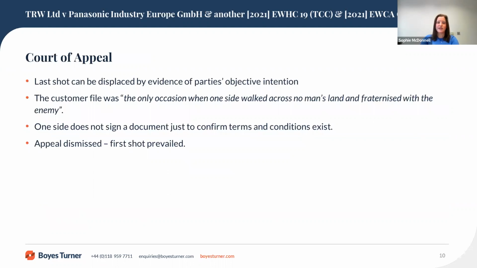TRW appealed. Permission to appeal was given by the judge with little enthusiasm on the basis that the Court of Appeal might decide that the last shot did hit the target. In the Court of Appeal, the argument focused on whether Panasonic could demonstrate its terms and conditions applied. If not, then the default position under Article 7 of the recast Brussels Regulation was English jurisdiction on the basis that there were goods that were delivered.